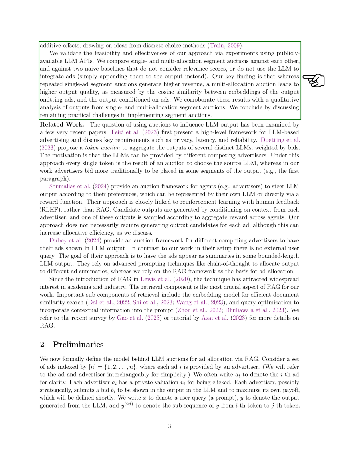In experiments using LLM APIs, we compare the performance of single ad and multi-ad segment auctions against naive baselines. Our results show that while single ad auctions generate higher revenue, multi-ad auctions lead to higher output quality. We validate these findings through qualitative analysis of the output quality.